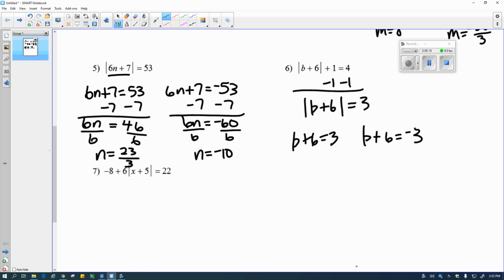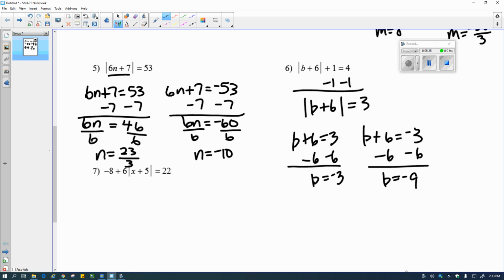Again, a little bit more work involved. Get rid of everything around the absolute value, and then I can do my break apart. Minus 6 minus 6, so b is negative 3. Minus 6 minus 6 on the other side, b is negative 9.